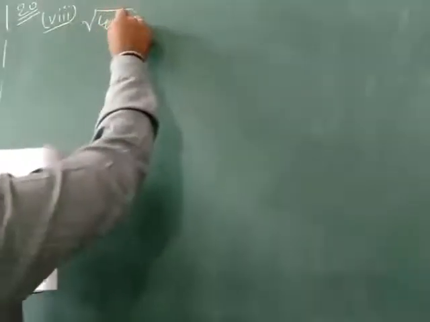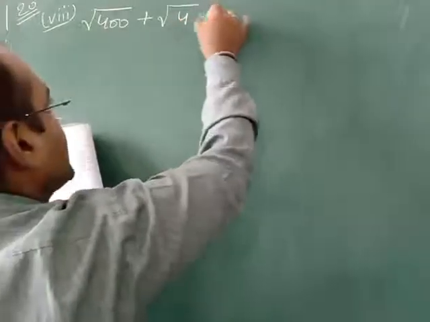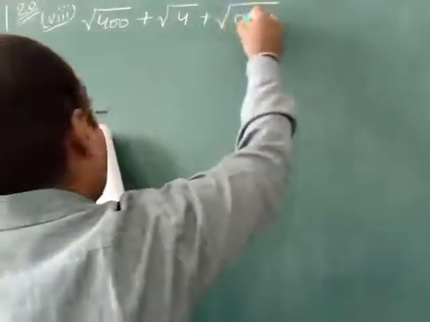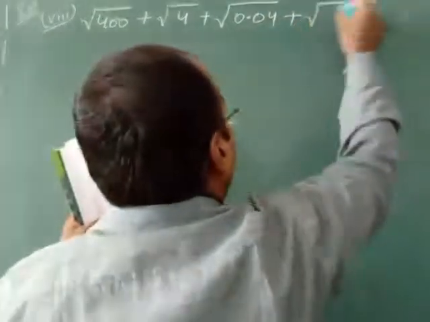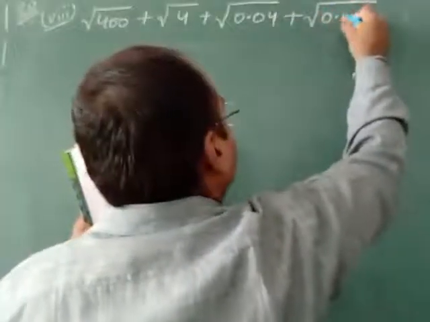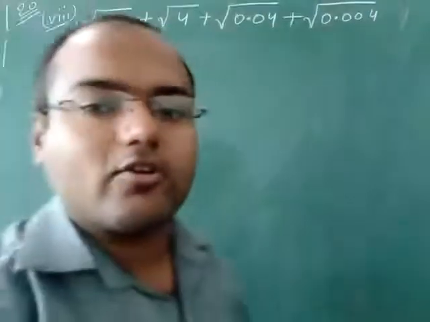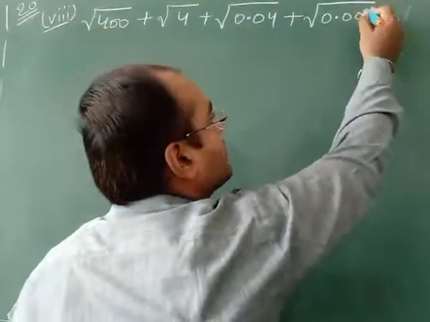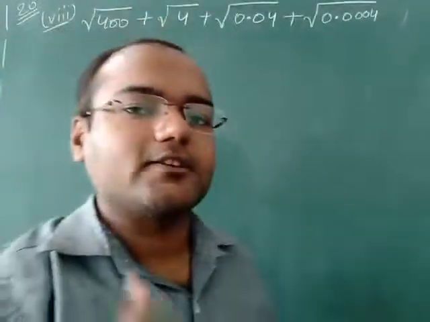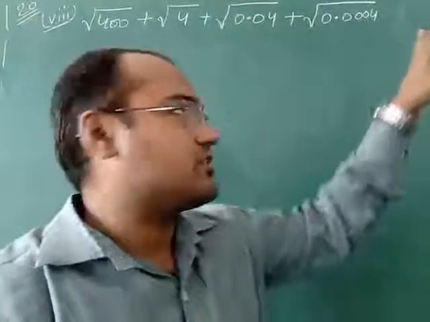Question is square root 400 plus square root 4 plus square root 0.04 plus square root 0.004. Here there is a correction in your question. All of you correct it. Here you have to add one more 0. The question is incorrect. Here 2 zeros are given. You have to put 3 zeros.